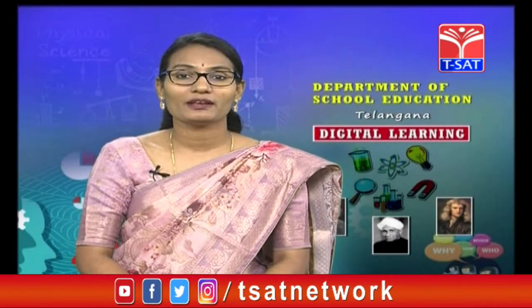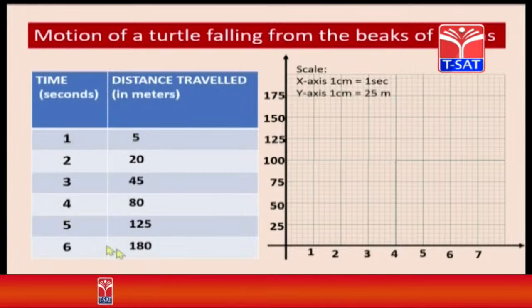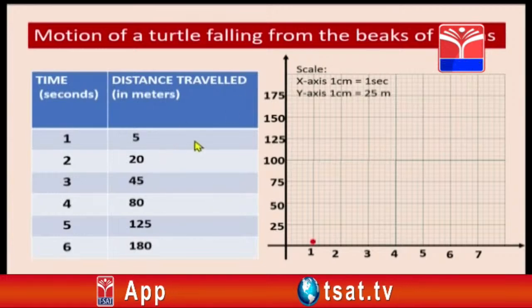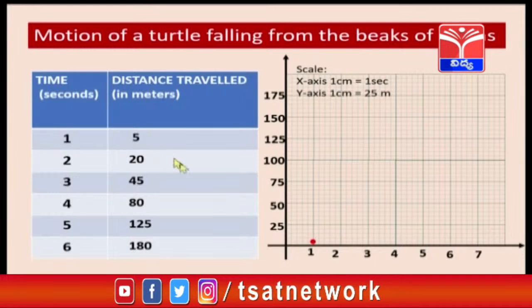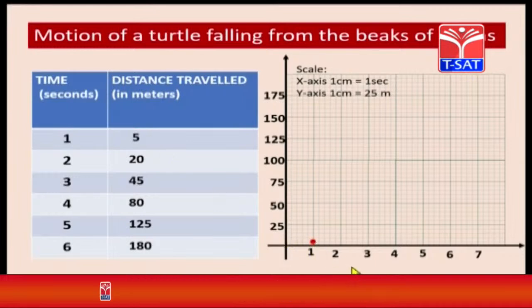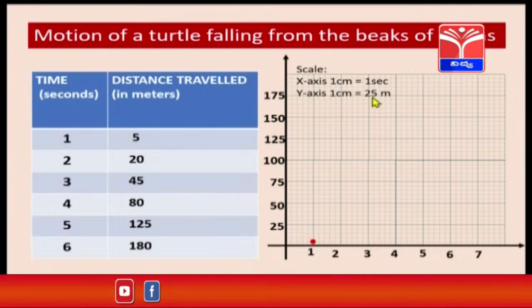So now here is the turtle's journey. The table is given like this. These are the values taken for the journey of the turtle, that is, the turtle falling from the beaks of the swan. Now try to draw the graph for this, children. For the first second it covered a distance of 5 meters, that is here. On the x-axis I took 1 centimeter or 1 unit equal to 1 second, and along the y-axis 1 centimeter equal to 25 meters, which means each cell is equal to 5.